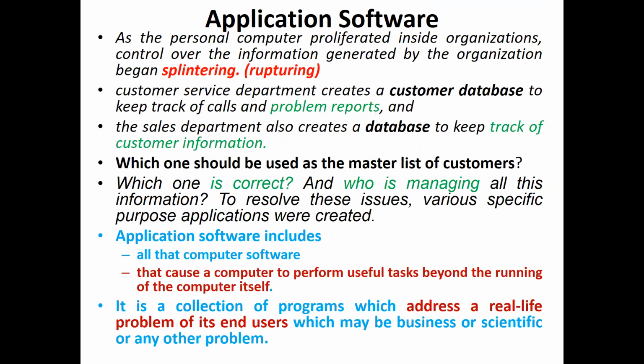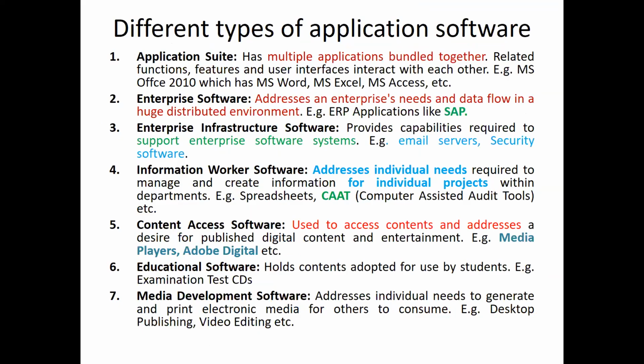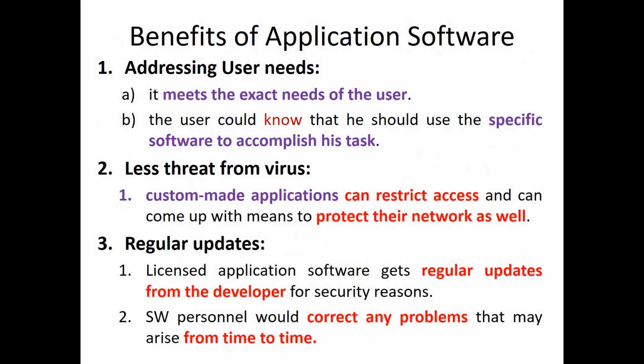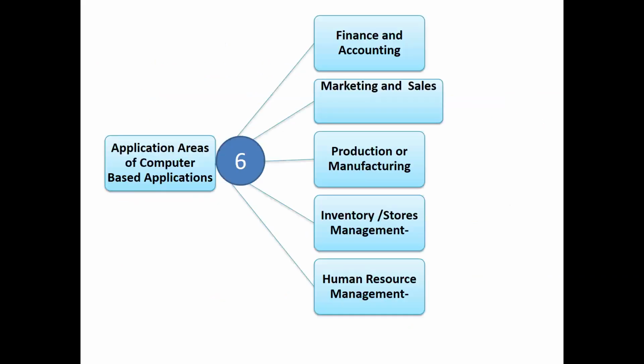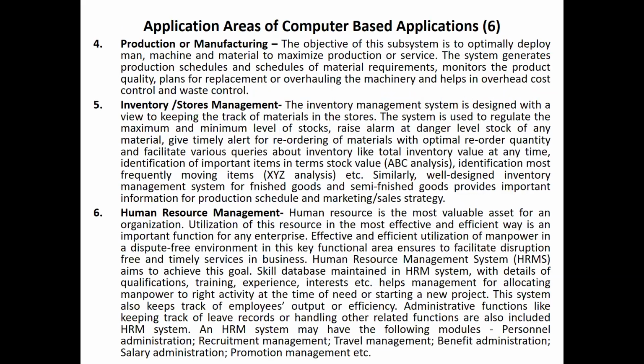Application software, as I said, it is for a specific purpose. Tally is an example. They have given different examples like application suite, enterprise software, enterprise infrastructure software, enterprise worker software, content access software, education software, media development software. All these are for specific purposes. That is self-explainable. Simply go through that. Now, the benefits of application software: the user needs less threat, regular updates. Disadvantages: development is costly and infection from malware. Sometimes they are asking questions from this area. I'm skipping it because it is self-explainable.